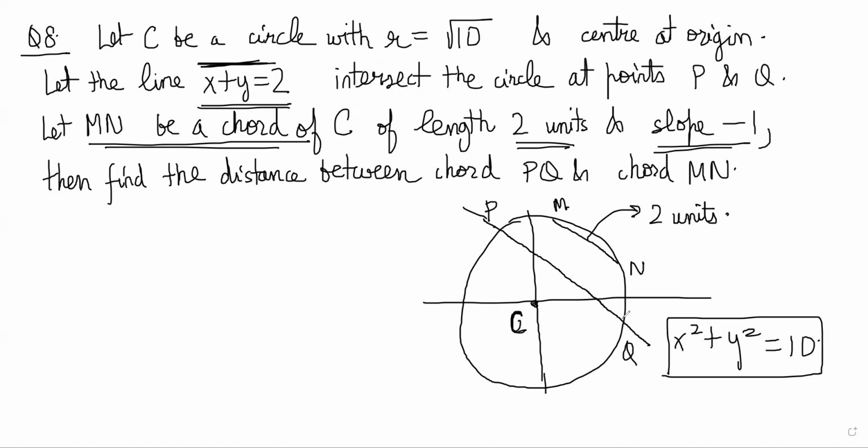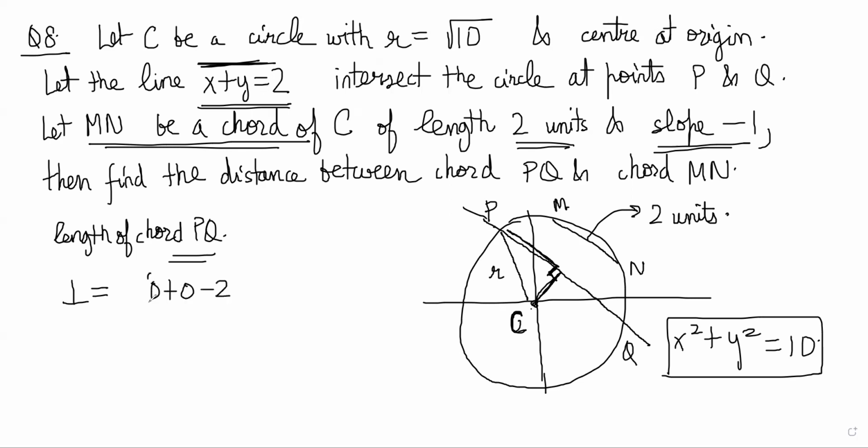So first thing I will do is find out the length of chord PQ. How do I find that out? I can drop a perpendicular from the center of the circle to the line PQ. That will give me the distance of C from this. And I know already the radius of the circle. So by Pythagoras theorem, I can find this, right? So the perpendicular length is basically the perpendicular from 0, 0 to this line. So it will be 0 plus 0 minus 2 by root 2. So that is coming out to be root 2. So this distance is root 2.